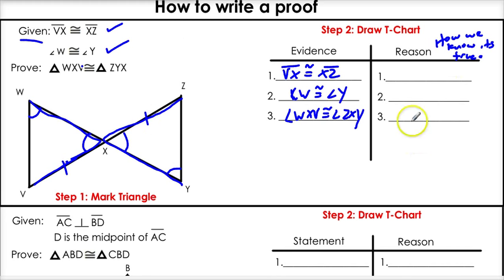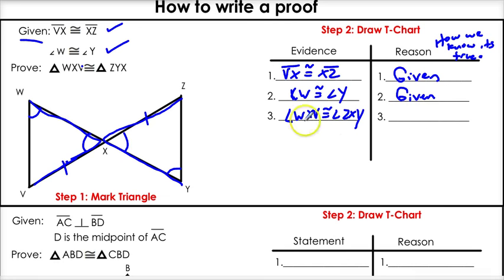Well, now we have to write how we know those things are true. VX is congruent to XZ, well, that was given to us. If it's in the given information, you write given. Angle W is congruent to angle Y, that was also given to us. But this last part, that wasn't given to us. That was a theorem that we learned. The reason we knew that WXV was congruent to ZXY was because vertical angles are always congruent.